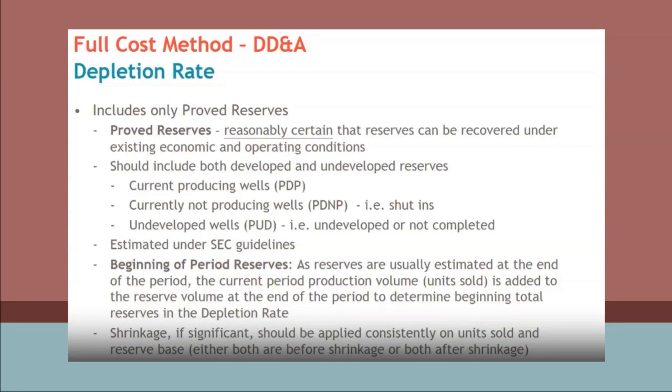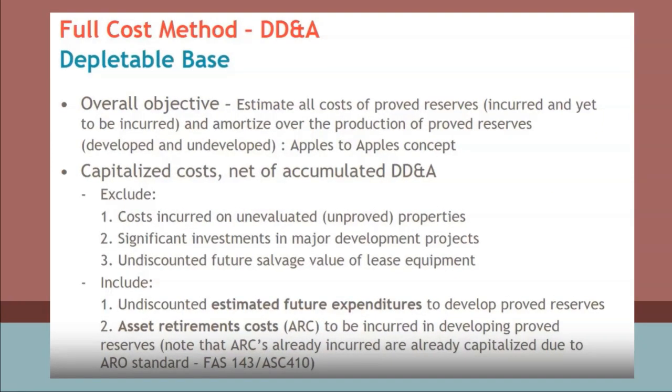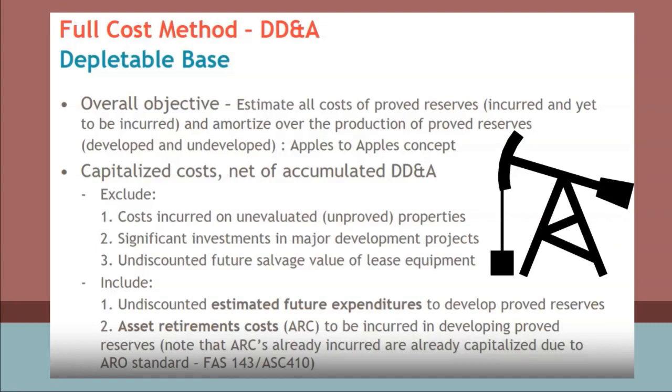We just talked about the depletion rate and the different components there. Now we're moving on to the depletable base, so I'll go ahead and back up. We talked about this, and now we're talking about this to get the depletion expense. I forget that y'all really can't see my mouse, but okay, depletable base.